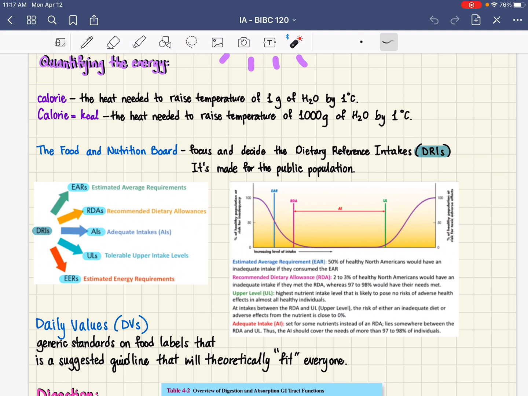Okay, for the exam and studying purposes, I would advise you to go through the definitions of each of these DRIs and just make sure you know the difference, and also keep this chart handy in your notes.